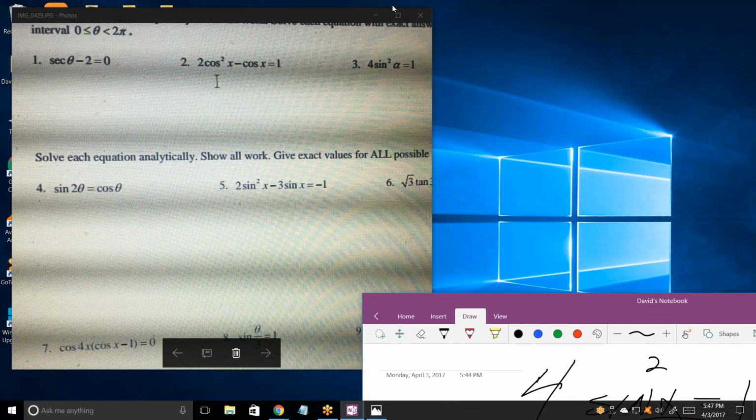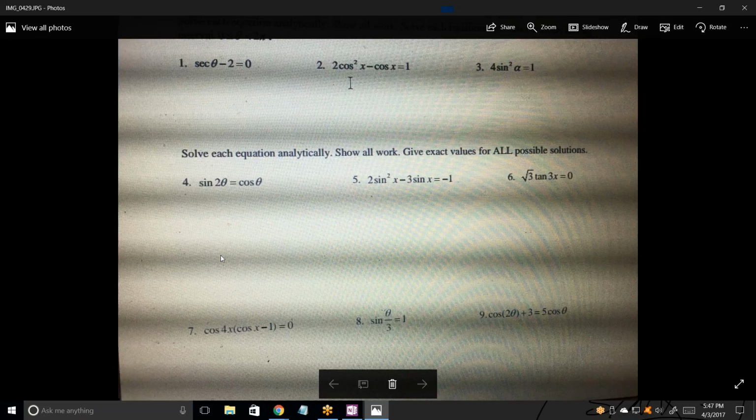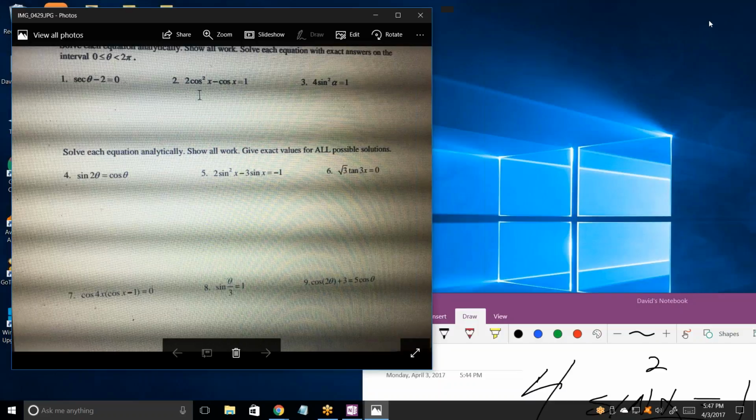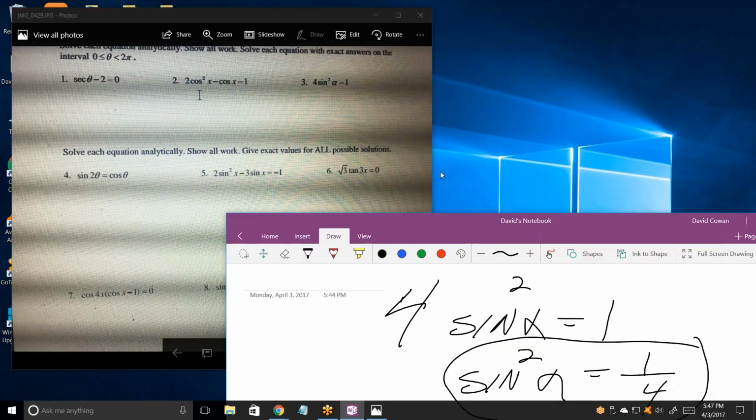Solve each, let me blow this up so I can see the instructions. All possible solutions. That's different.